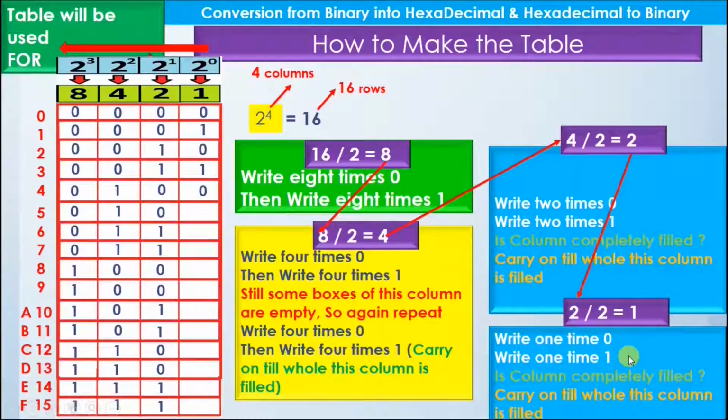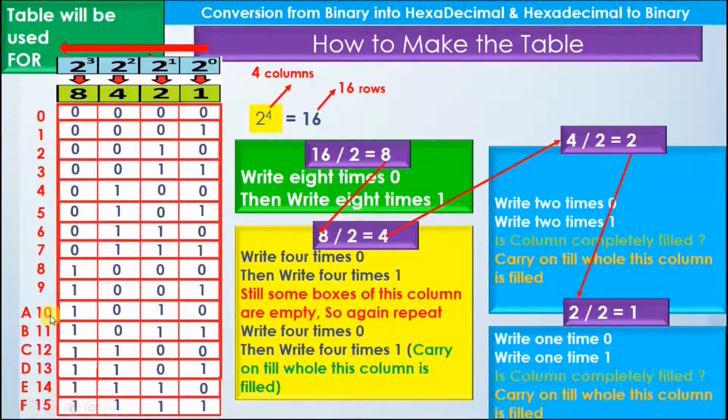1 times 0, 1 times 1, 1 times 0, 1 times 1, 1 times 0, 1, 0, 1, 0, 1. So now we have filled the table. So now let's see how the values are calculated using this table.